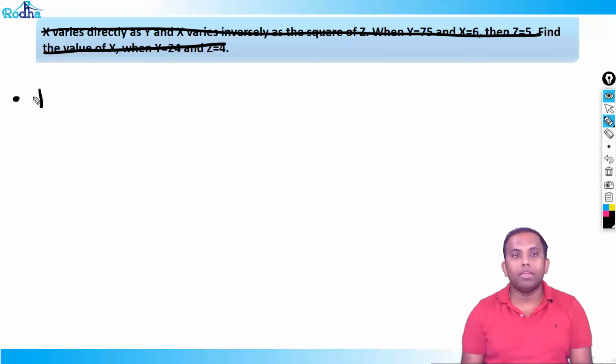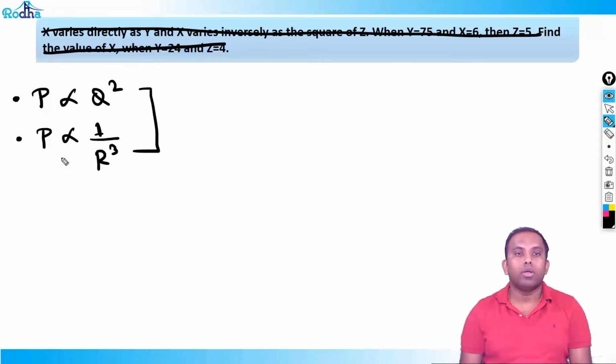If it is written like p is directly proportional to q square and p is inversely proportional to r cube, how to combine these two? So what is the first way of combining? The first way is I can write simply p is equal to some constant k, q square in numerator because directly varying, and r cube in denominator, because inversely varying, right?